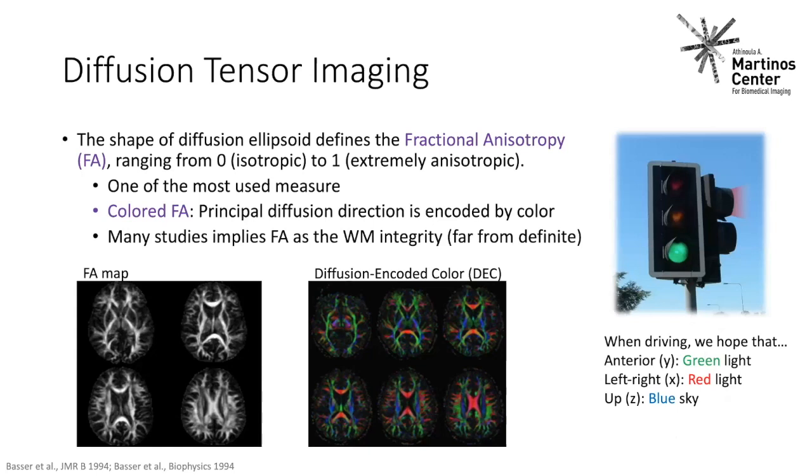I know people usually have a hard time memorizing this color encoding. So just imagine that when we drive, we hope there's always a green light so we can drive ahead. So anterior-posterior direction is green. In other words, for people driving in another direction, the left-right direction, they see the red light. So left-right is red. And we want good weather, so we want to see the blue sky, so up-down direction is blue.